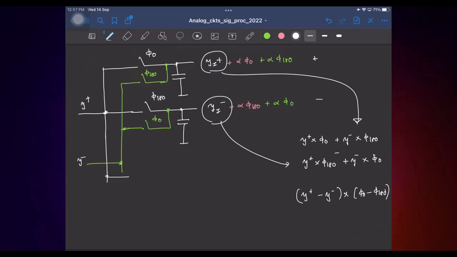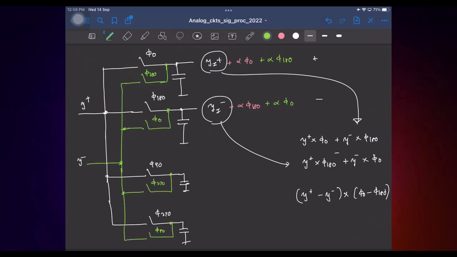So for the quadrature, normally I will just do phi 90 and phi 270. Now to cancel this clock feed through, I'll connect the other clock here. That's fine. So now this will be yq plus, yq minus. Okay. And this is called the double balanced mixer, because now even your input is differential, clock is differential, and output is also differential.